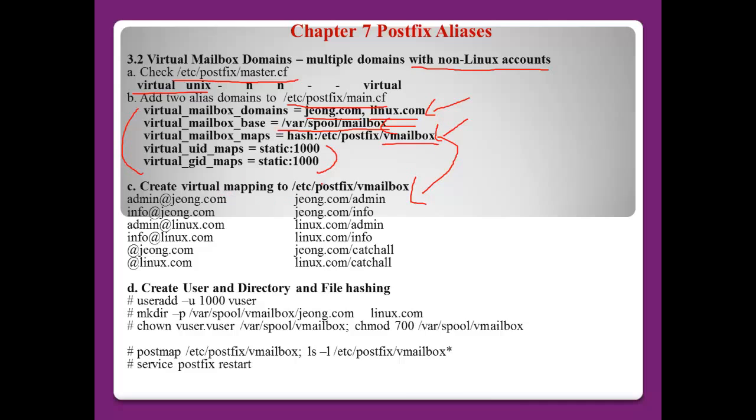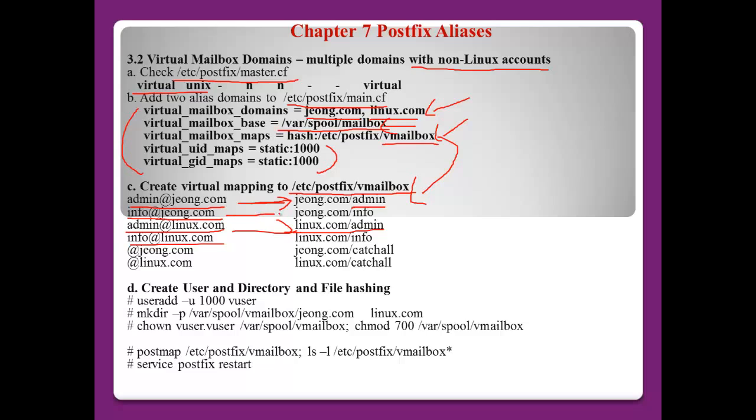And see here, this is an example of the vmailbox. For example, admin@jung.com, admin@linux.com, the domain is different, but the user is the same. So in this case, jung.com/admin, linux.com/admin. Even if the user is the same but the domain is different, the mail will be saved here and here.